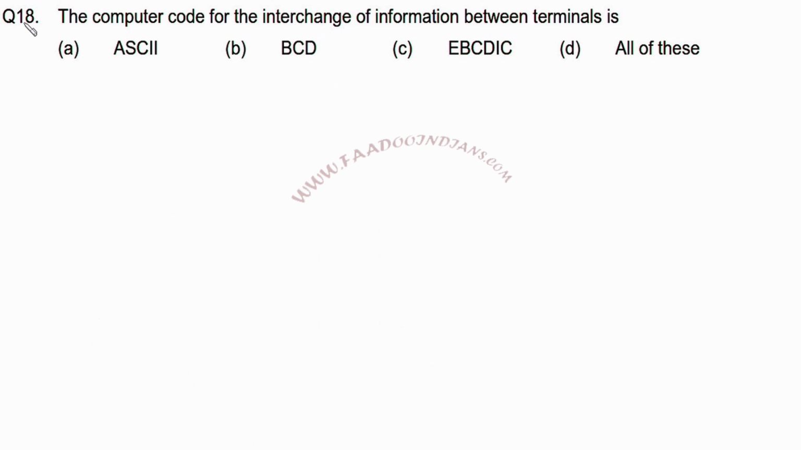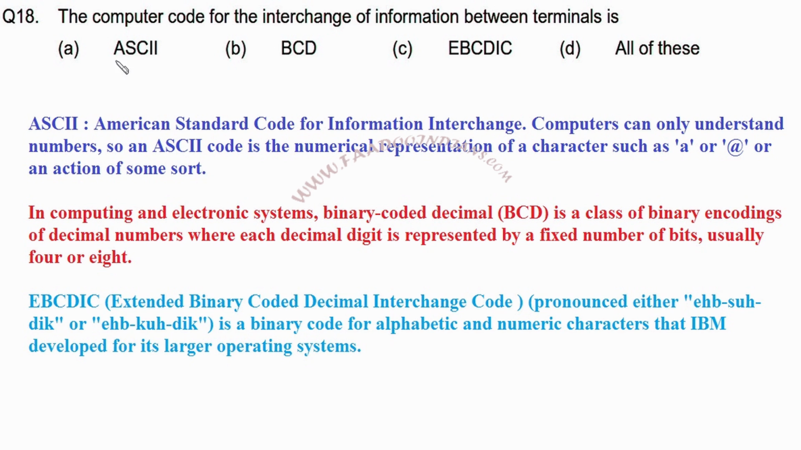18th. The computer code for the interchange of information between terminals is. It's again simple, ASCII, which stands for American Standard Code for Information Interchange. Computers can only understand numbers, so ASCII code is the numerical representation of characters such as A or any character for that matter.